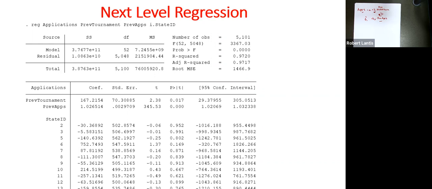Is it less than 0.05? Yeah. So I can reject at the 5% significance level or with 95% confidence. Is it less than 0.01? No. So I fail to reject, or I can't say there's a significant relationship at that 99% confidence level. Okay.